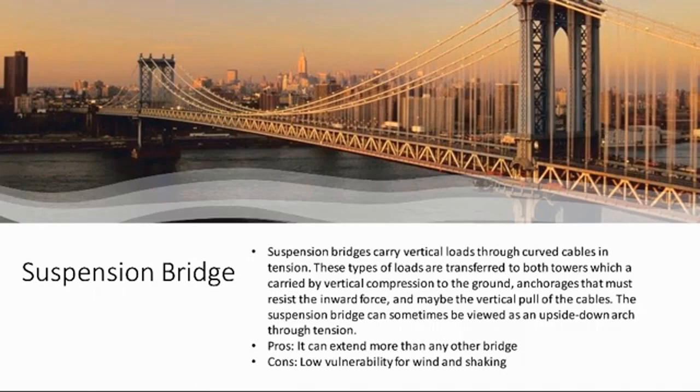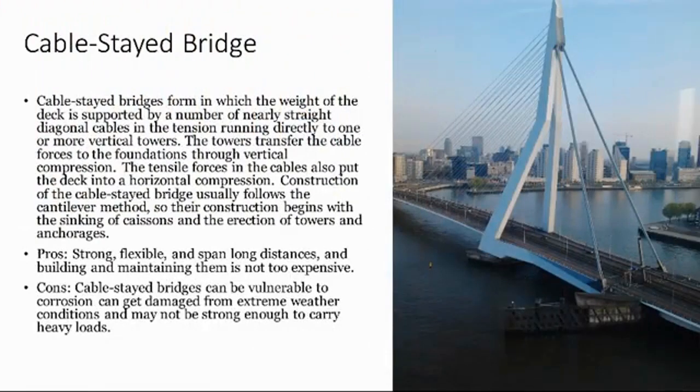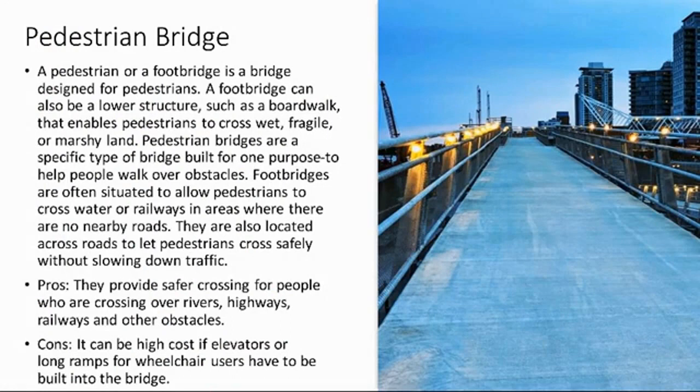Suspension bridge. Pros: it can extend more than any other bridge. Cons: low resistance to wind and shaking. Cable-stayed bridge. Pros: strong, flexible, long. Cons: can rust, weak to extreme weather and heavy loads. Pedestrian bridge. Pros: provides safe crossing over obstacles. Cons: can be expensive with ramps and elevators.